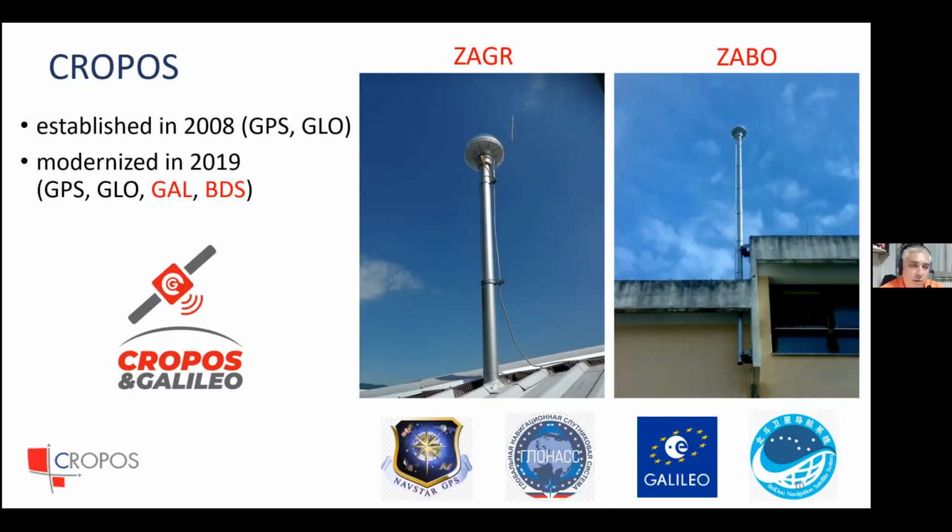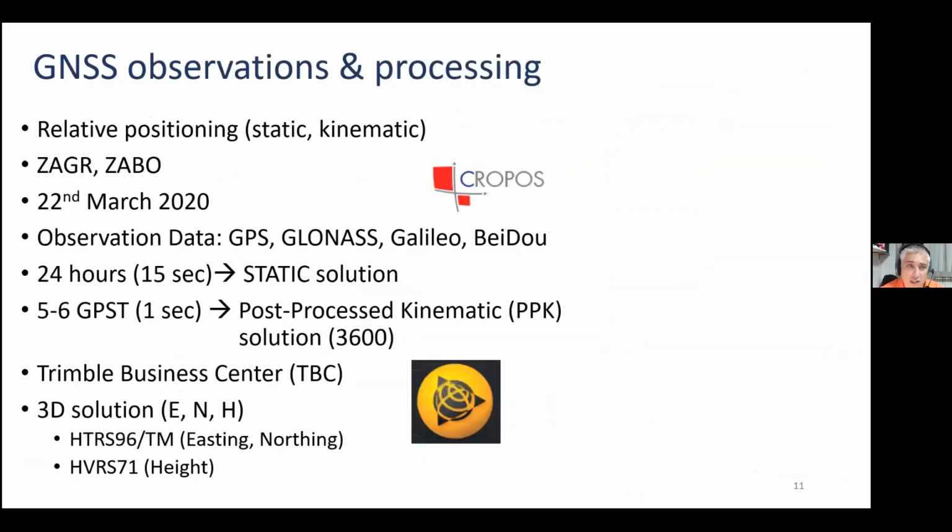The KROPOS system was established in 2008, and at that time it was supporting GPS and GLONASS satellite systems only. Two years ago, it was modernized, and in addition to GPS and GLONASS, today KROPOS supports Galileo and BeiDou satellite systems. So, shortly saying, all GNSSs are currently supported by KROPOS.